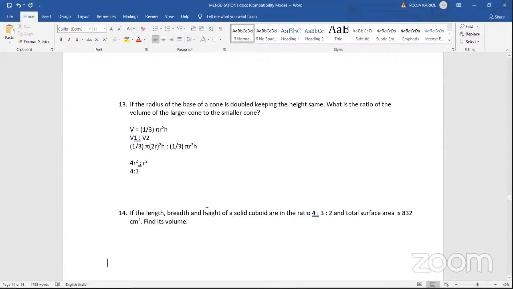1536 centimeter cube. Okay, sure, I got it. Yeah, I think it's correct. Okay, whenever the ratio is given, 4 is to 3 is to 2, they're not the actual numbers. They are just numbers you get when you divide them with each other. So you can take them as 4x, 3x, 2x.